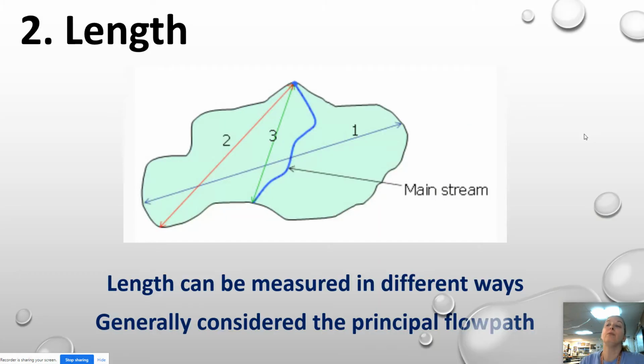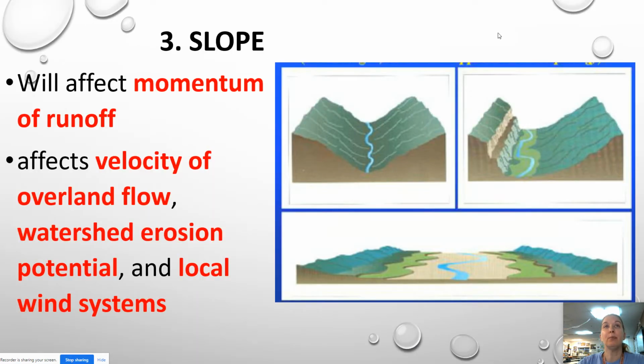Length. Length can be measured in different ways, but it's generally considered the principal flow path of the watershed. Slope. Slope is going to affect the momentum of runoff, as well as the velocity of overland flow, watershed erosion potential, and local wind system.